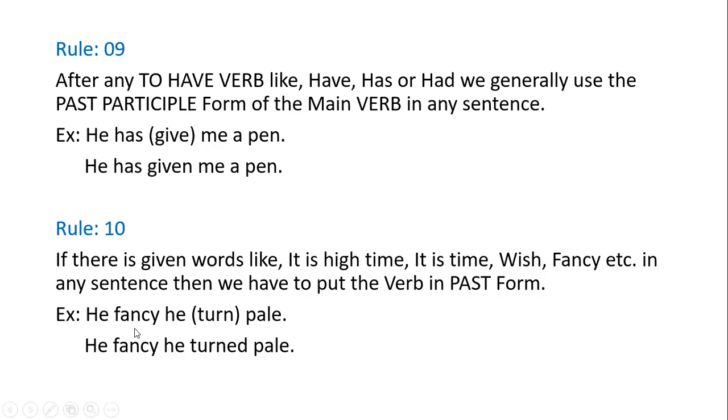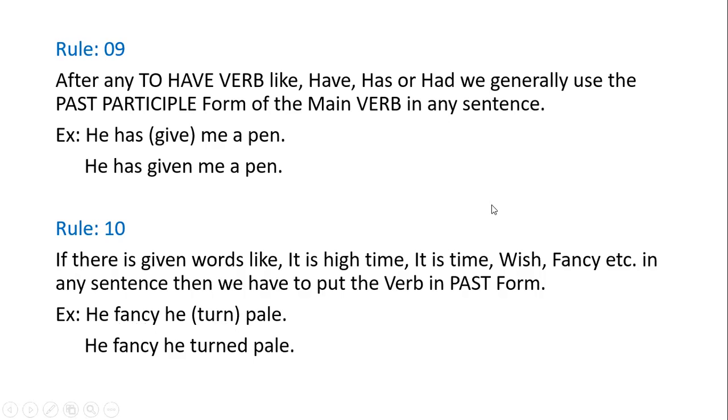For example, he fancy he turned pale. You see the verb in the bracket, that is turn. And there is a word fancy in this sentence. So according to the rule, the correct sentence will be like this: he fancy he turned pale. The verb will be in the past tense.